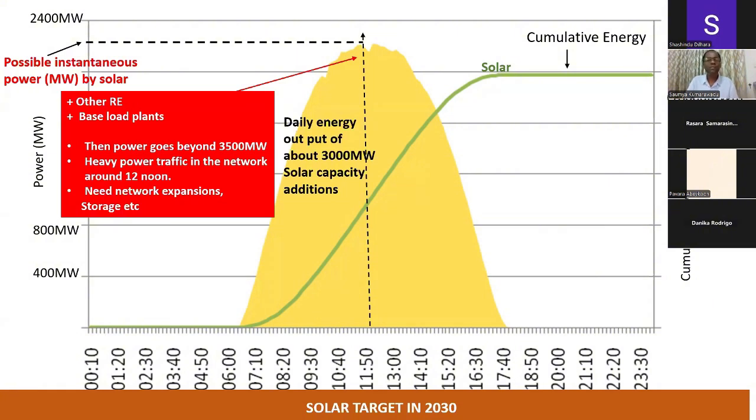That is about 2,000 megawatts. But with this solar addition, total generation will be about 3,500 megawatts. So definitely there will be curtailments, and we should have storage, pump storage, and battery energy storage.